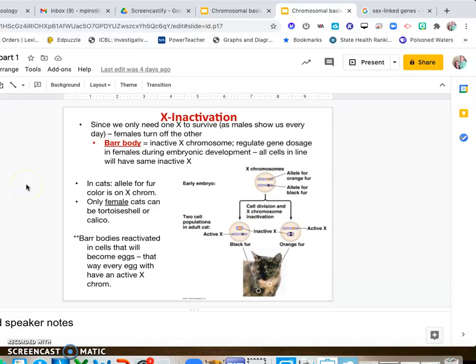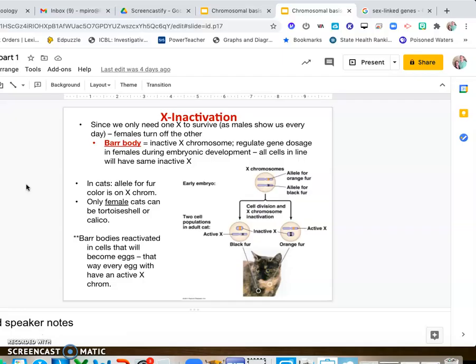And so what we do in our cells is we turn off one of the X's. It shrivels up and kind of goes and hangs out in the corner. And we call that shriveled up inactive X chromosome a bar body. And so in females, every cell in her body only has one active X chromosome.